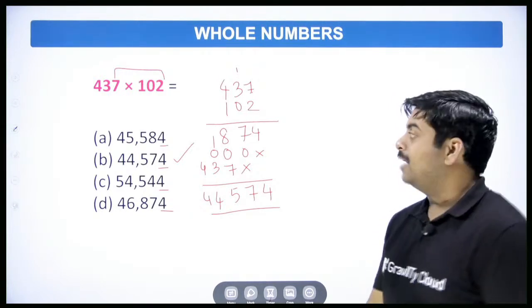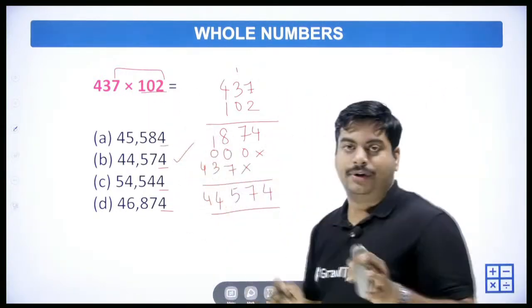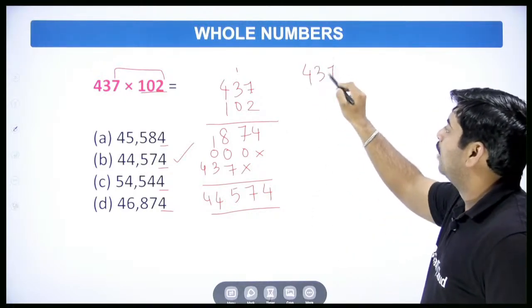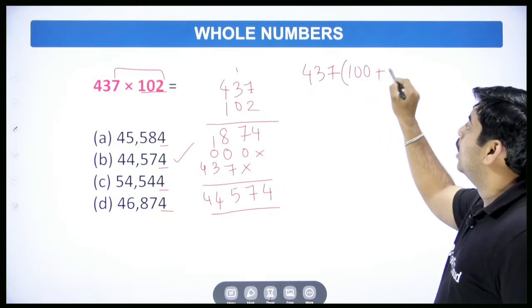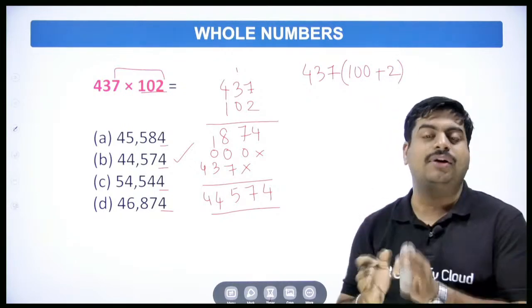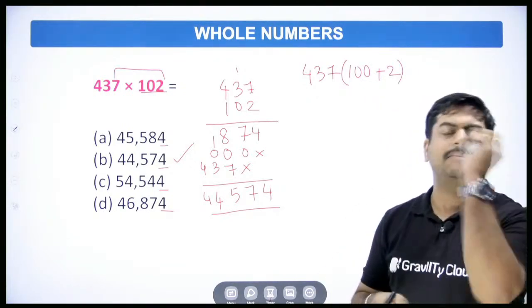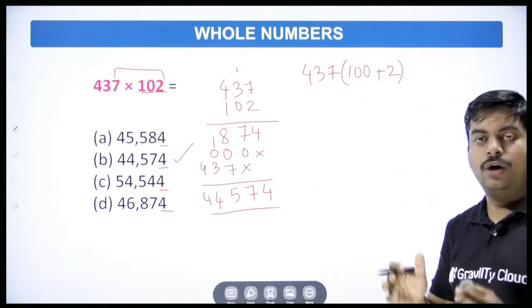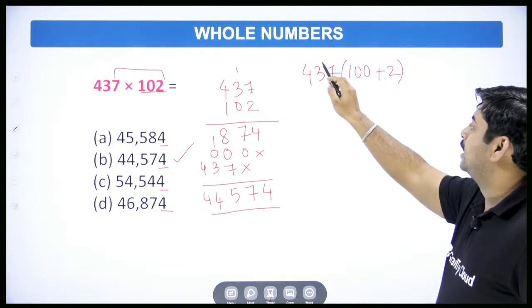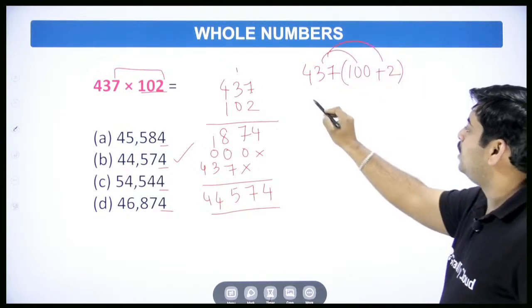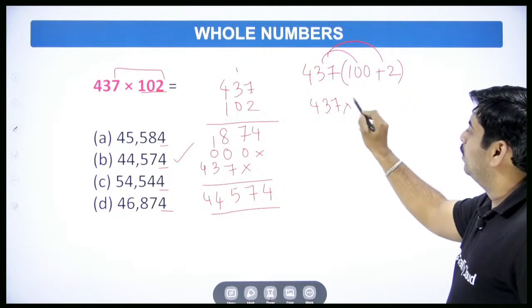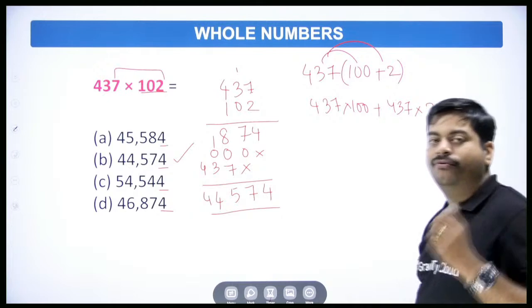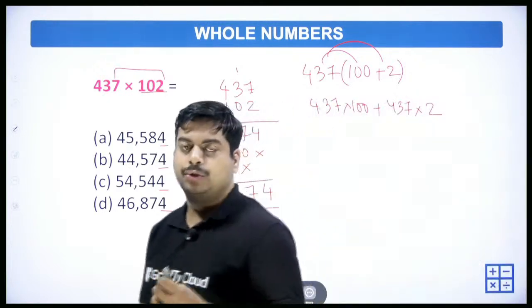Very easy. And you can see 102 is a number very near to 100. Very near to 100. Okay, so 437 into 102 I can write as 437 into 100 plus 2, because multiplication with 100 is quite easy. Just keep the zeros. Now how to split this one using different properties of whole numbers. You need to multiply 437 with 100 as well as with 2. So 437 into 100 plus 437 into 2. The only thing you need to multiply is a very small number, 437 into 2.